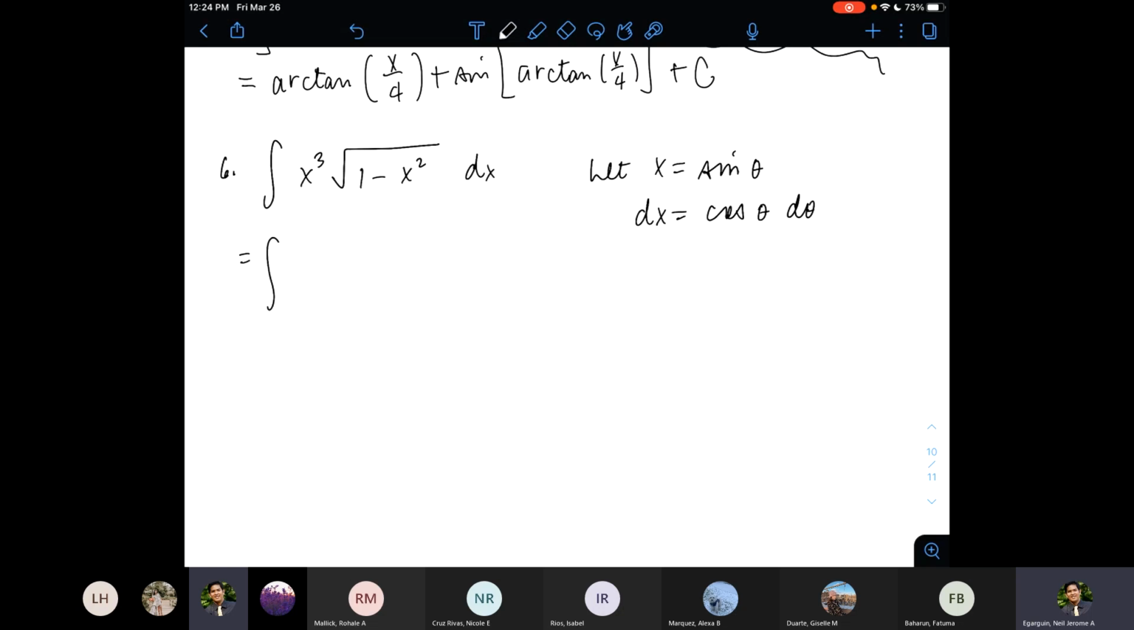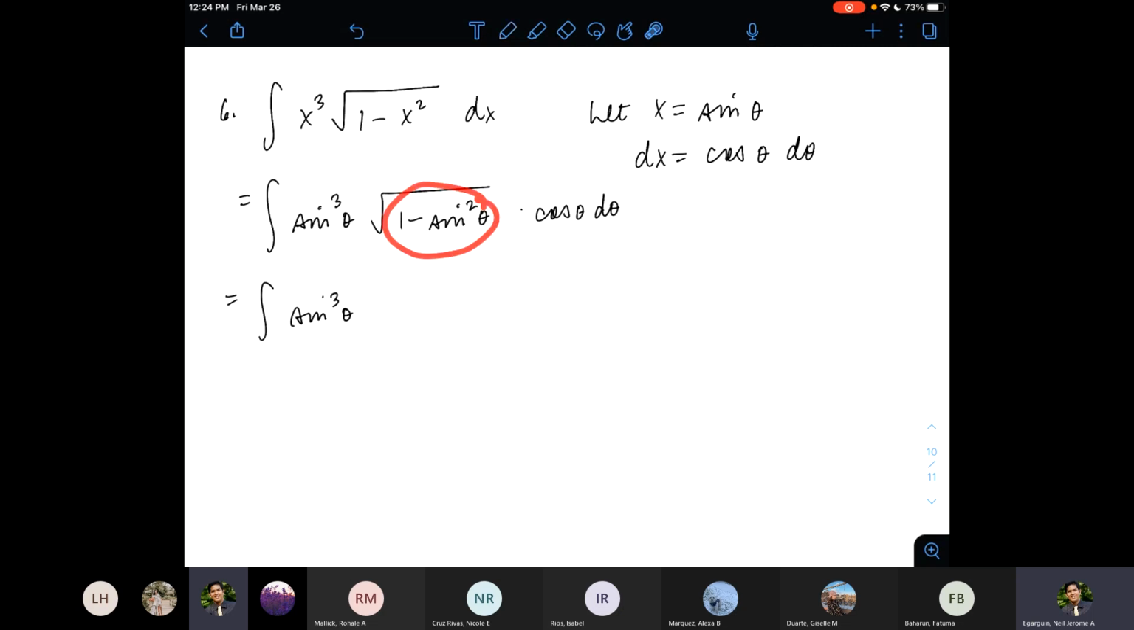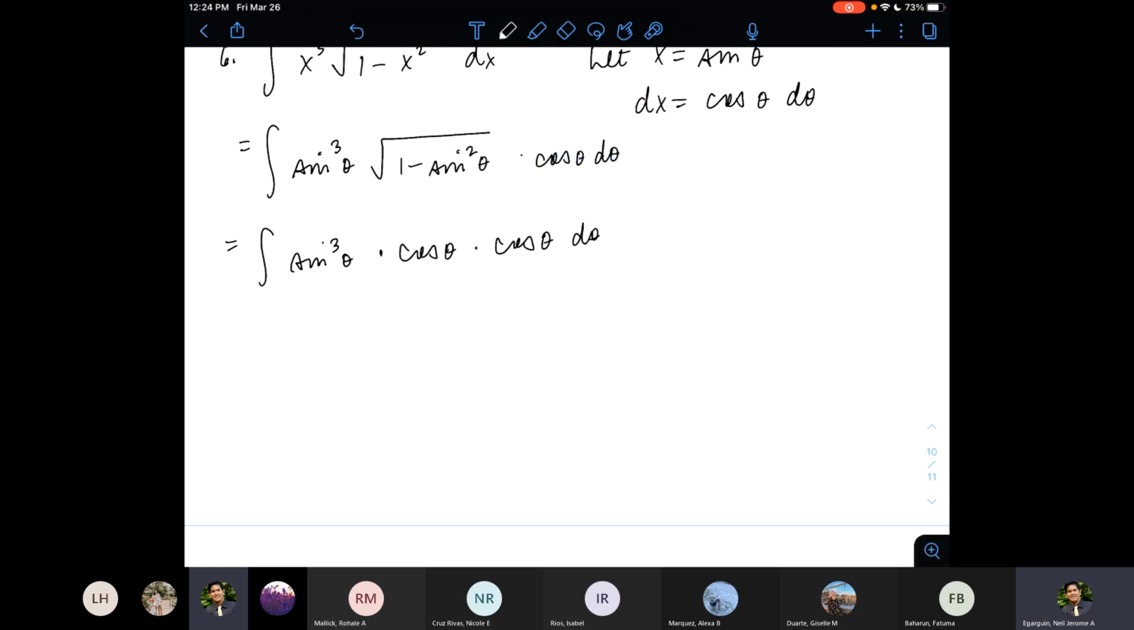Then do the substitution. So we'll have sine cubed theta times square root of 1 minus sine squared theta. And then dx is cosine theta d theta, right? So we'll have sine cubed theta, and then this guy is cosine squared, and then the square root of cosine squared is just cosine. And then the cosine theta coming from the dx. Okay. Now essentially, what we have here is sine cubed theta times cosine squared theta d theta, which is a combination of powers of trig functions.